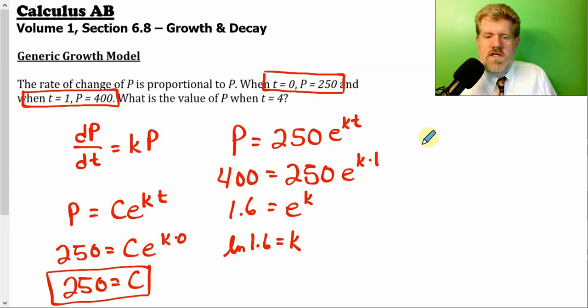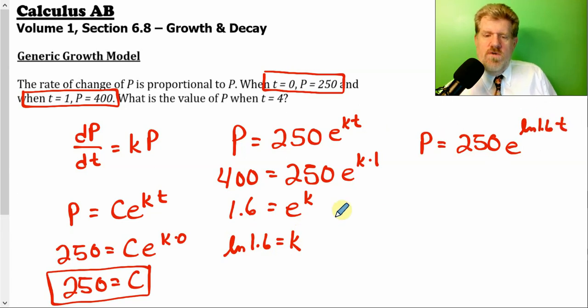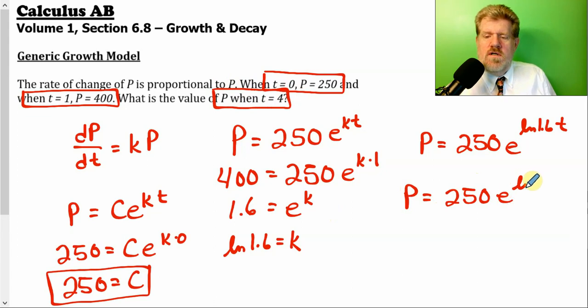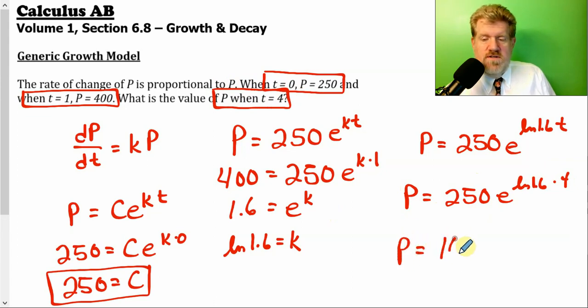So our equation really is p equals 250 e to the natural log of 1.6 t. There's our equation. The equation is nice, but we were asked to solve something. We're asked to find out what is p when t equals 4. So what is p when t equals 4? And that's just a flat-out calculator exercise. You just plug that into your calculator and you get p is approximately 1638.